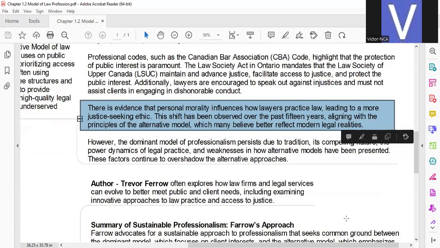There is evidence that personal morality also influences how lawyers practice law. And this also leads to a more justice seeking ethic. And to talk about the shift which has been observed from the past 15 years, it also aligns with the principles of the alternative model, which many believe better reflects modern legal realities.